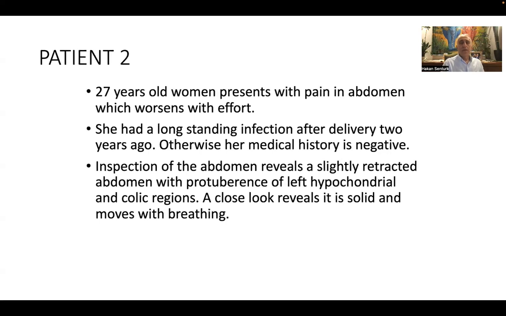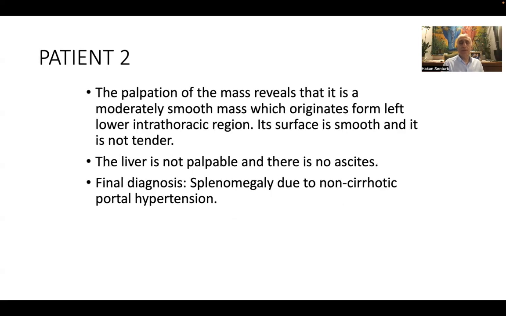Another patient, a 27-year-old woman, presents with pain in the abdomen, which worsens with effort. She had a long-standing infection after delivery 2 years ago. Otherwise, her medical history is negative. Inspection of the abdomen reveals a slightly retracted abdomen with protuberance of left hypochondrial and colic regions. A close look reveals it's a solid organ and moves with breathing. Of course, in the left hypochondrium, it is probably the spleen. So the patient has splenomegaly.